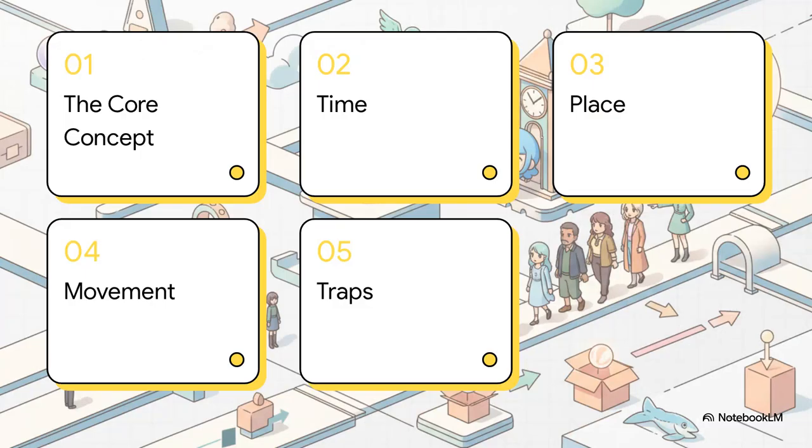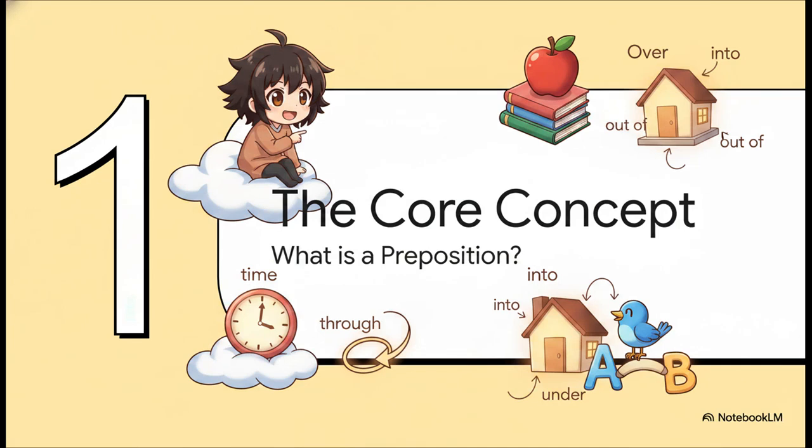So here is our roadmap for today. We'll start with the core concept, yani samband vachak. Then we'll move on to time, which is samai. Next up is place, or stan. Then we'll cover movement, yani gati. And finally, we'll tackle the traps, or abvad. Let's get to it. All right, kicking things off with section 1, the core concept.